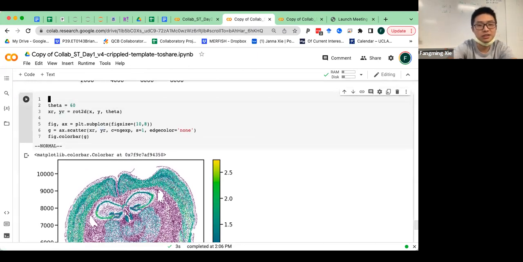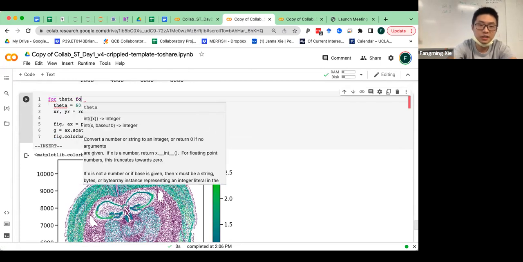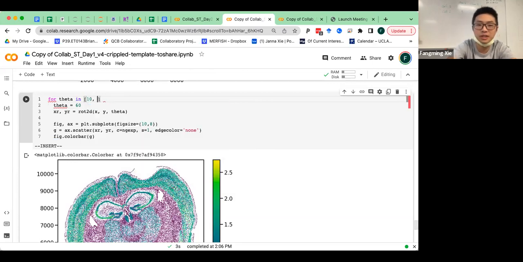For that you need a for loop. This serves as a coding review, I guess. Let's make a for loop and try different thetas and pick the one that makes the most sense. So I'll write for theta in a list of values we want to try. Let's go from 10, 20, 30, 40, 50, 60. 60 we already know overcorrects.